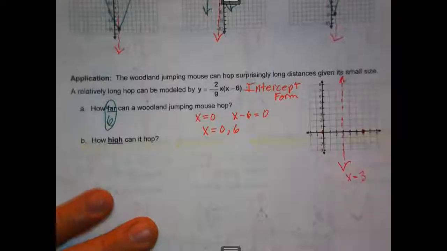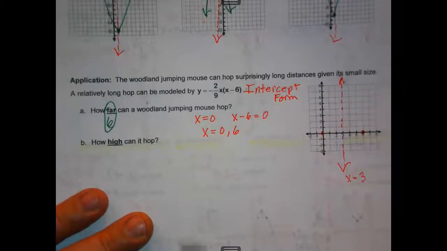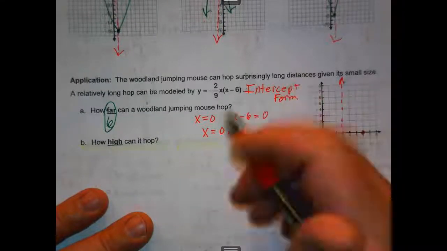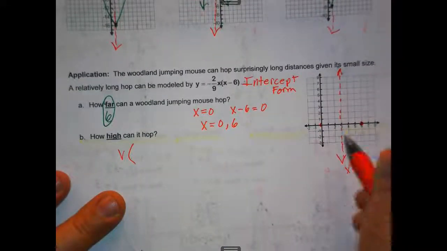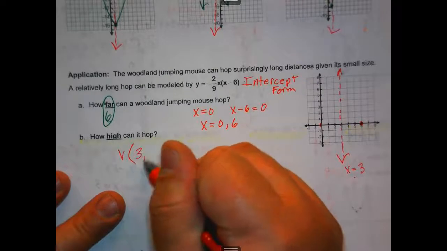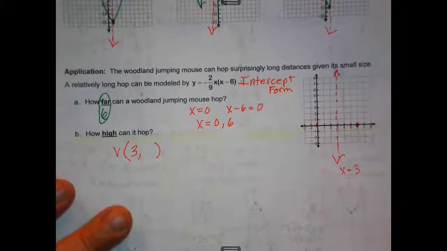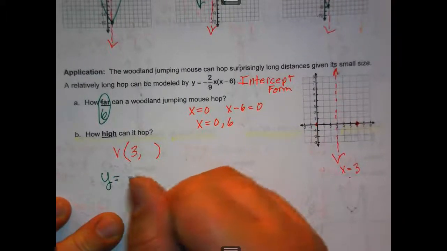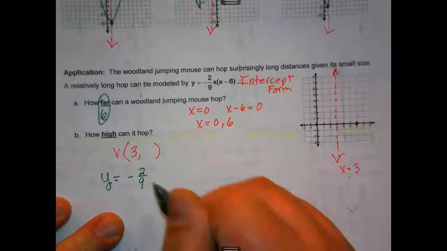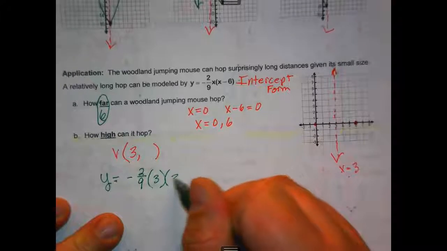Okay, you're welcome. So he's here, but how high did he hop? Well, we have to find the y coordinate of our vertex, right? Our x coordinate is going to be x equals 3. We need to find the y value of our vertex. How do I do that? Plug it in. Y equals negative 2 over 9. We're going to plug in 3 for x. 3 minus 6.